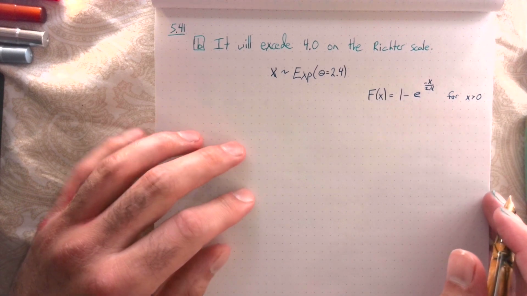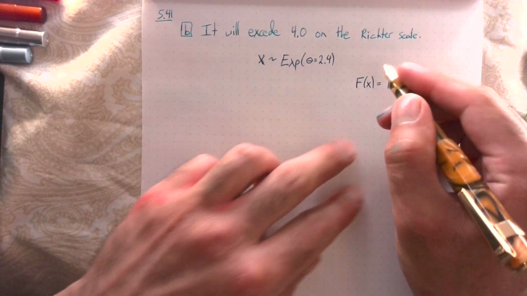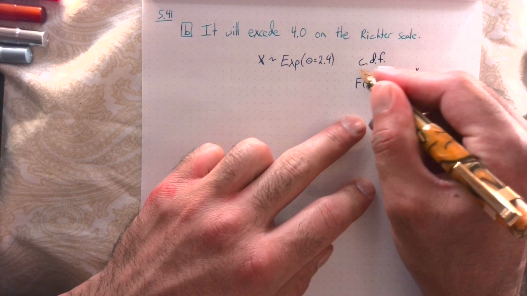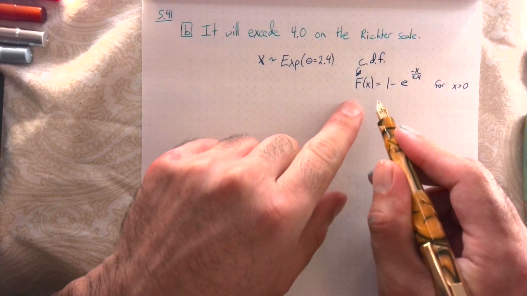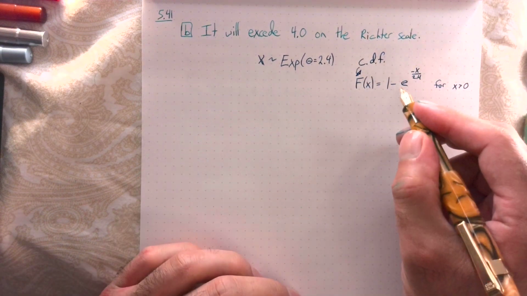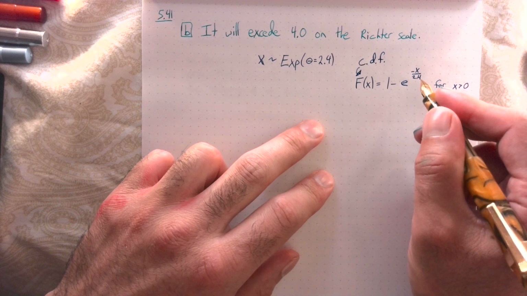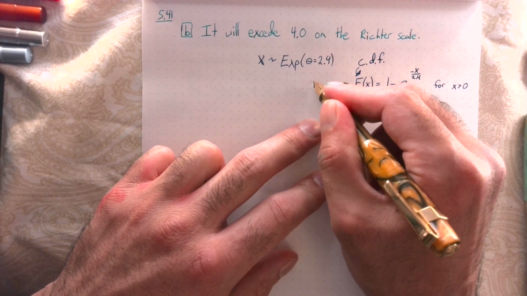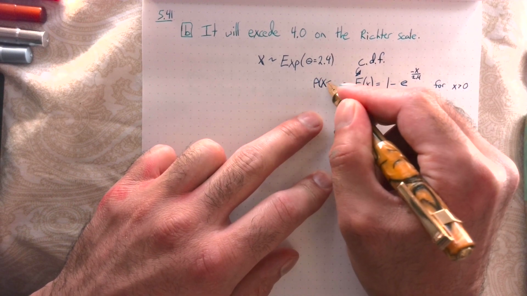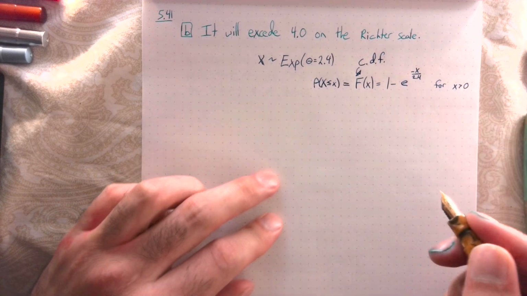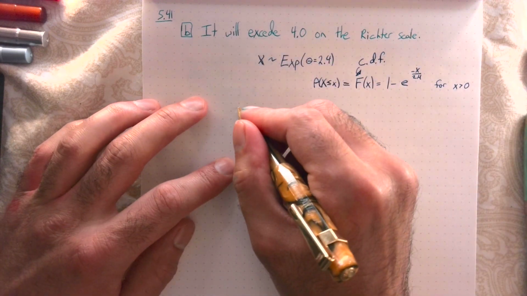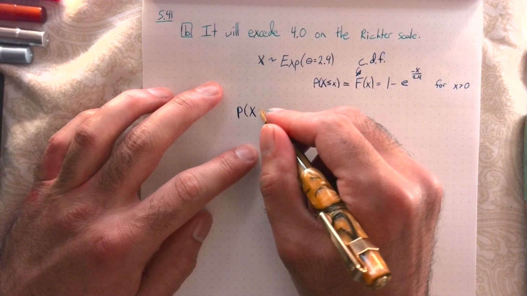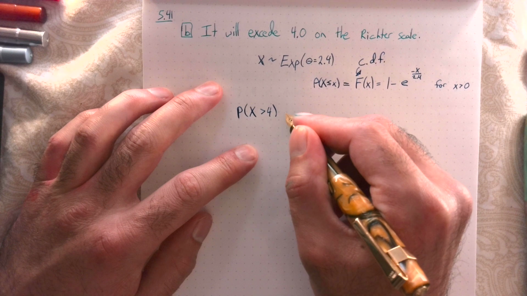So we said in the last problem that the CDF, the cumulative distribution function for this random variable is given by this expression, 1 minus e to the minus x over 2.4. And remember that this is the probability that x is less than or equal to this little value of x. So in this case, we want to find the probability that x is greater than 4, will exceed 4.